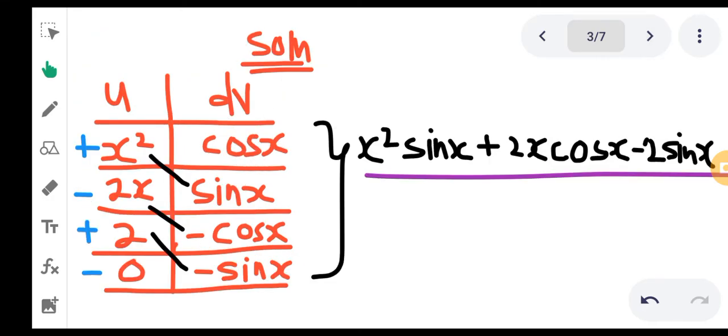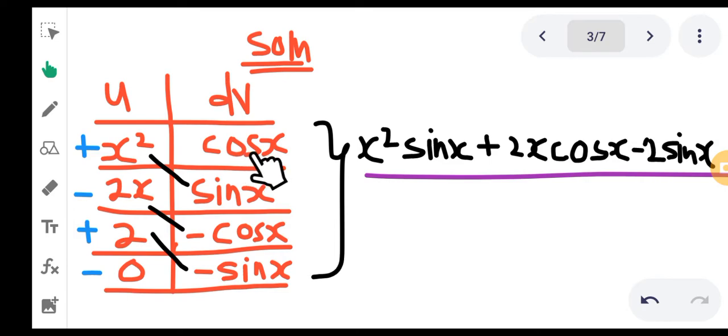Okay, so you differentiate the values here until you get 0. So differentiate x squared, you are going to get 2x. When you differentiate 2x, you are going to get 2. When you differentiate a constant, you are going to get 0. Okay, and also you do that for its corresponding value. So for x squared, the corresponding value here is cos x. But here you rather integrate this part. So take note, you differentiate this part and you integrate this part.